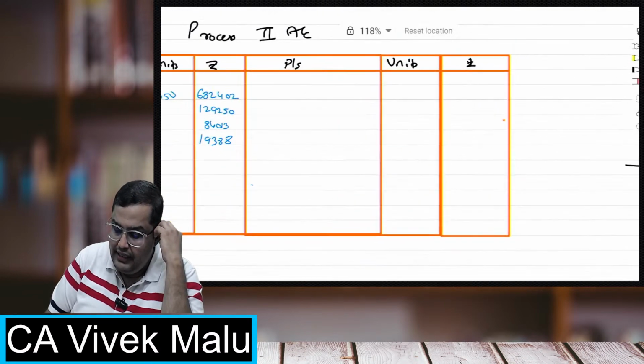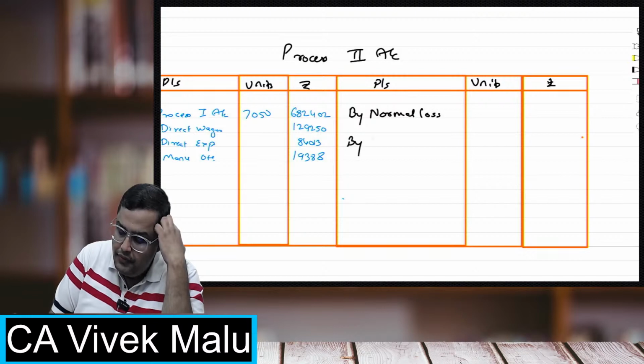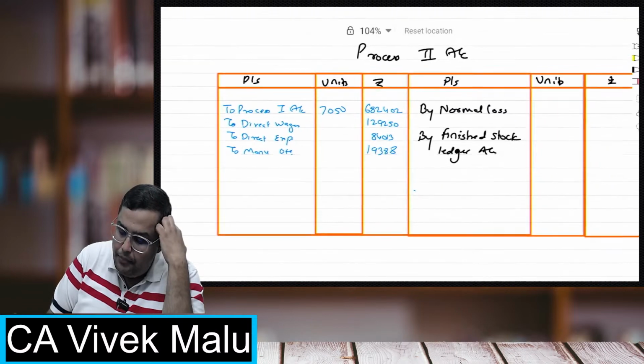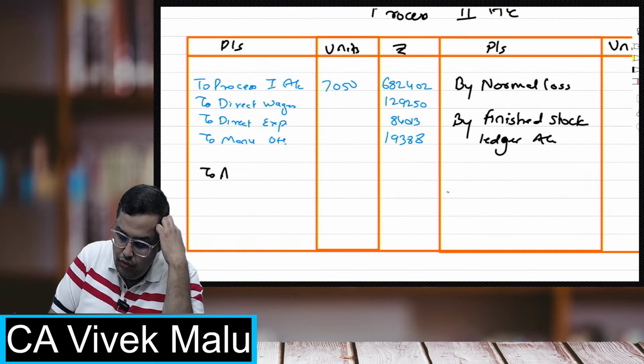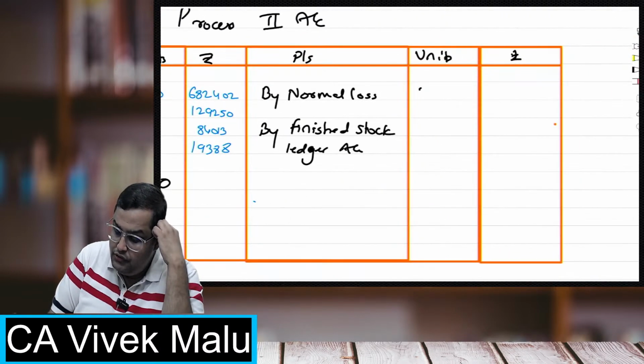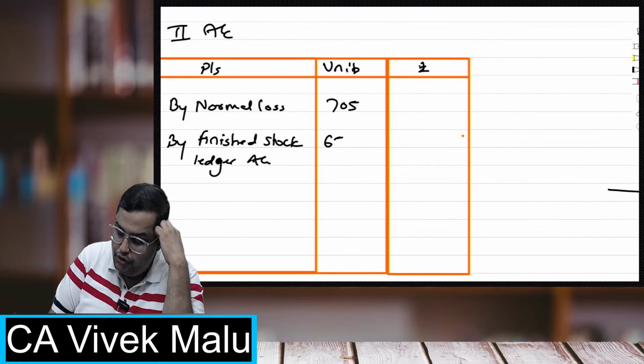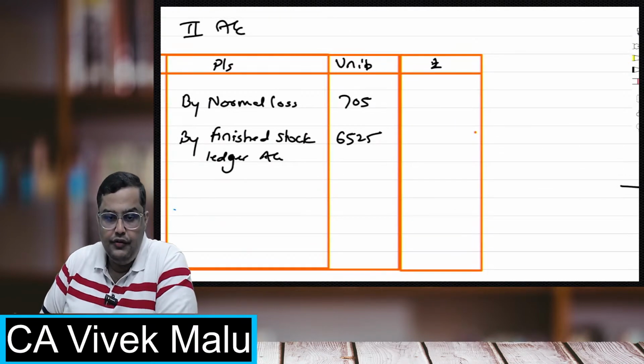Now, students, I'll just write the quantities over here. By normal loss, by finished stock ledger account. Abnormal gains are written on the debit side. So this was 180 quantity, this was 705 quantity, and this is 6,525, which is the actual output.